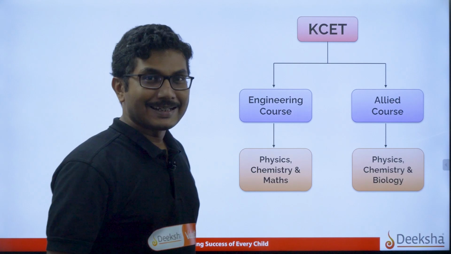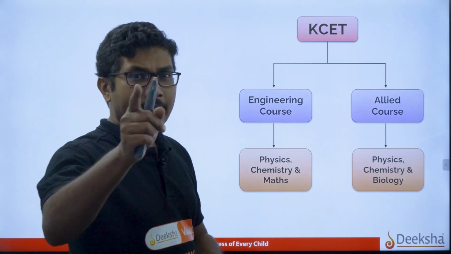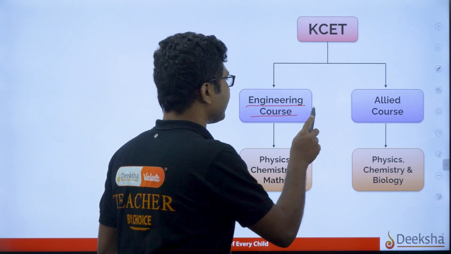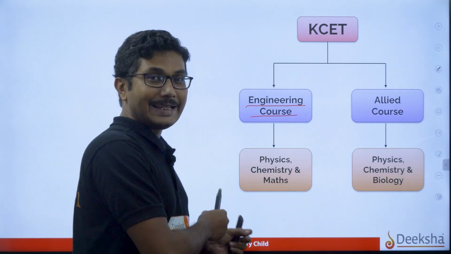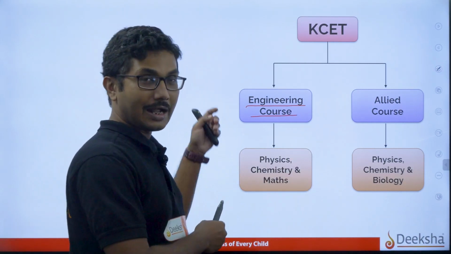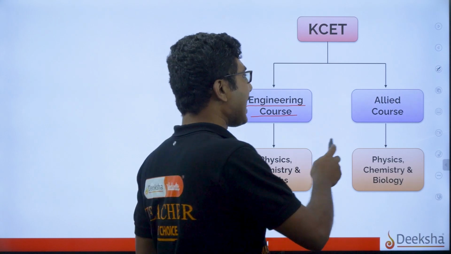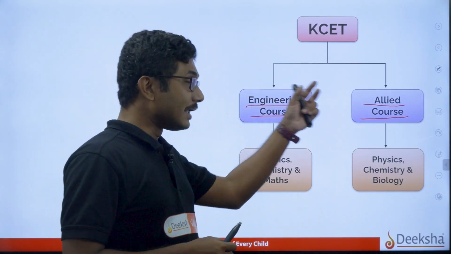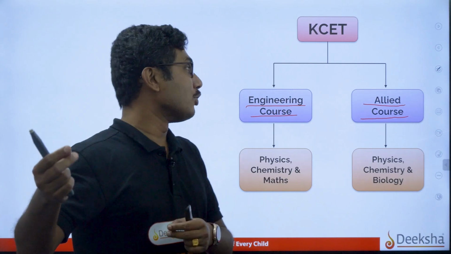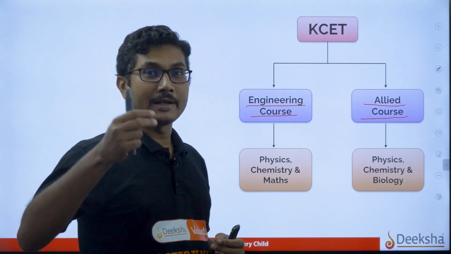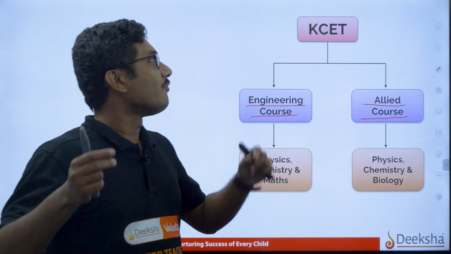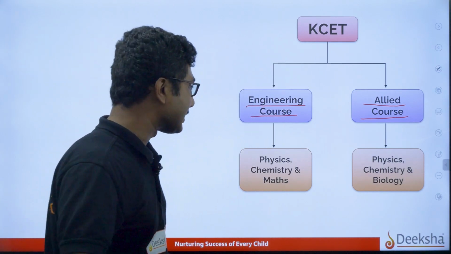If you are appearing in KCET 2025, then you must know that you can either select engineering courses, that is BE, BTech courses across various subjects, and allied courses such as B Pharma, agricultural science, or you want to appear for animal husbandry and veterinary science. These all you can appear via KCET 2025 exam.